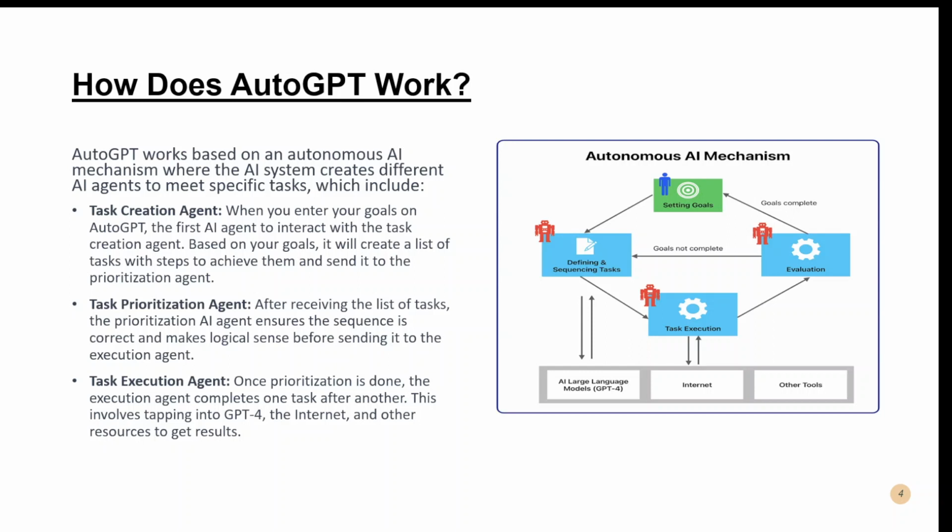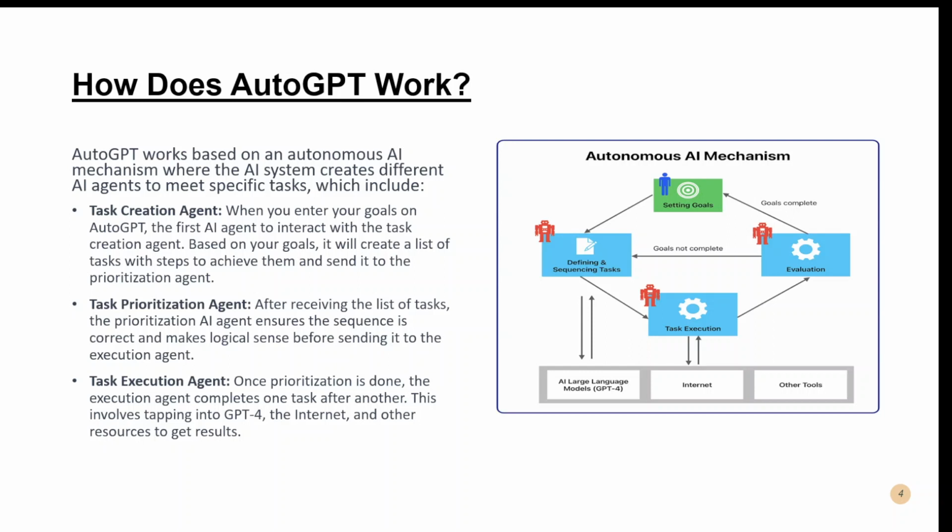Then the task execution agent, once prioritization is done, completes one task after another. This involves tapping GPT-4, the internet and other resources to get the desired results. The above agents also communicate with each other. So when the execution agent completes all the tasks, if the results are unsatisfactory, it can communicate with the task creation agent to create a new list of tasks. This becomes an iterative loop between the three agents until all the user defined goals are complete.